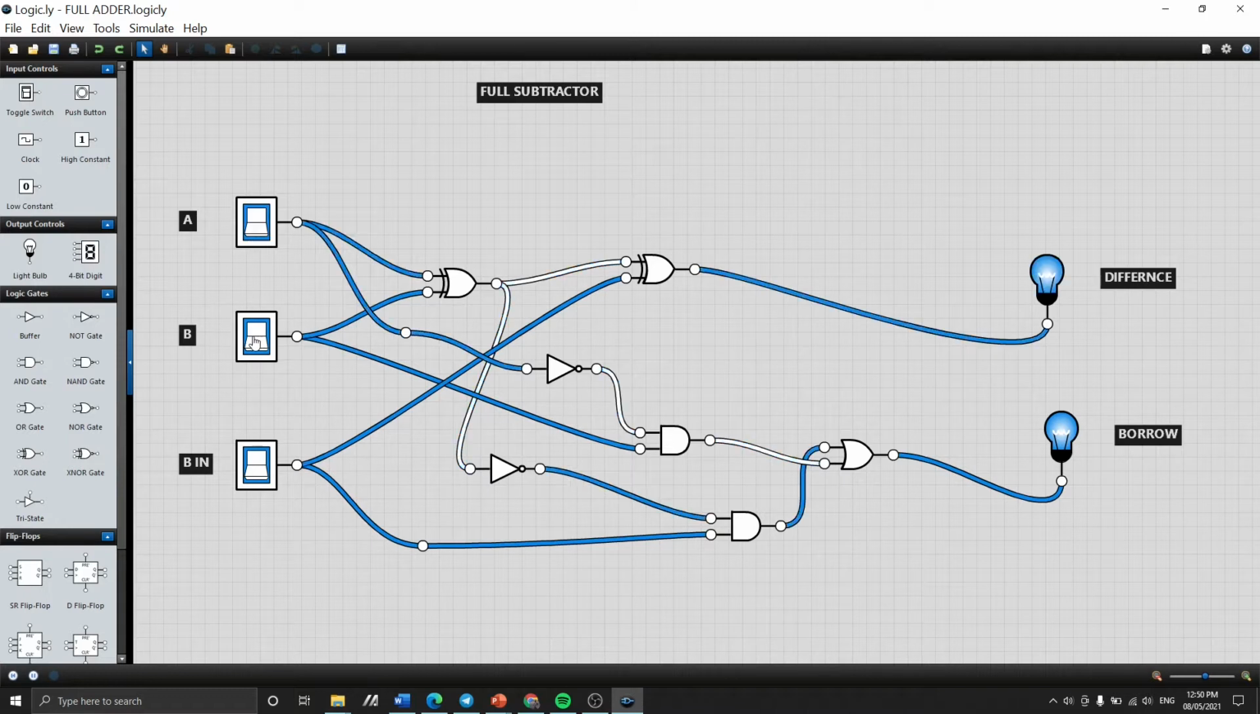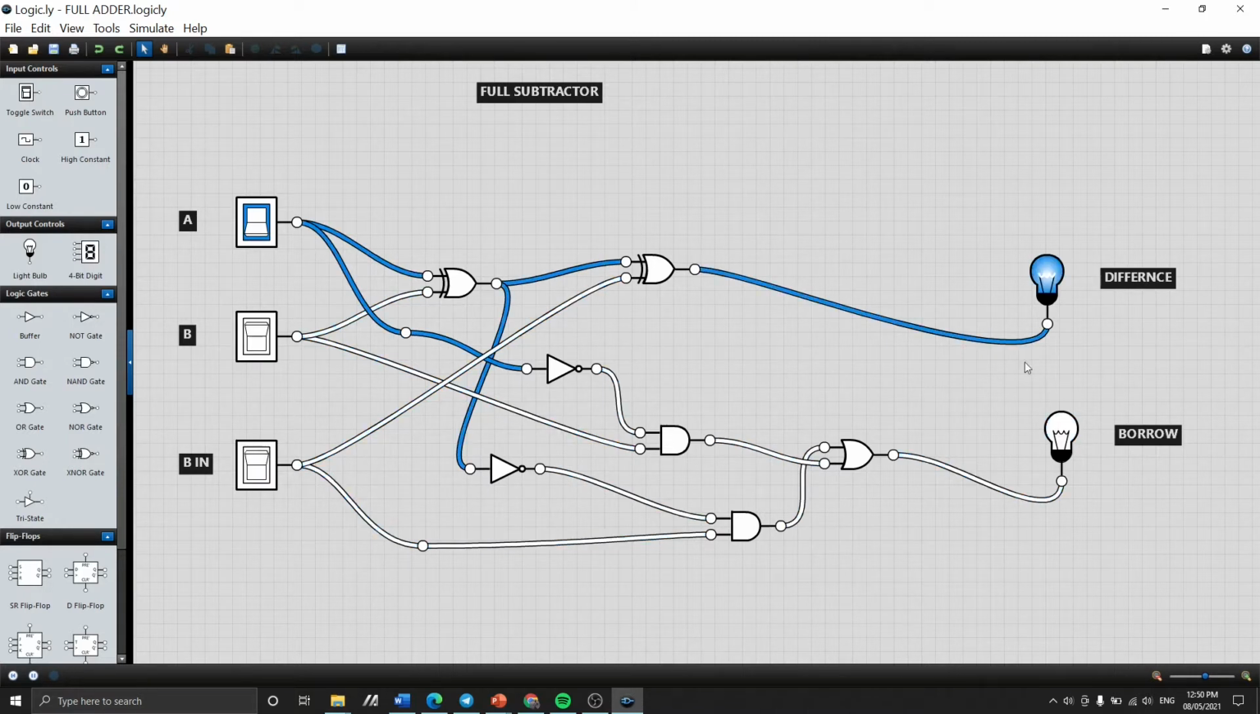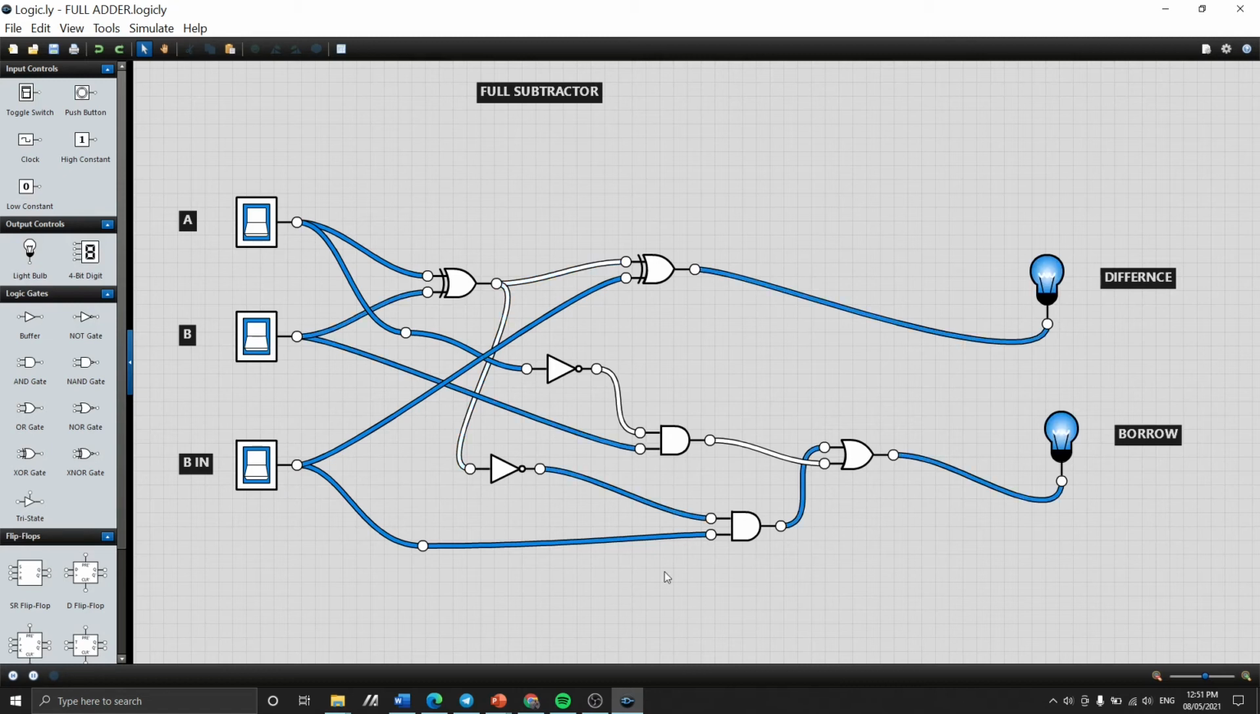When A is 1 and the remaining inputs B and B in are 0, then the output difference is 1 and borrow is 0. When A and B are both 1 and B in is 0, then the outputs difference and borrow are both 0. When B is 0 and the remaining inputs A and B in are both 1, then the outputs difference and borrow are 0. When all the inputs A, B and B in are 1, then the outputs difference and borrow are 1.